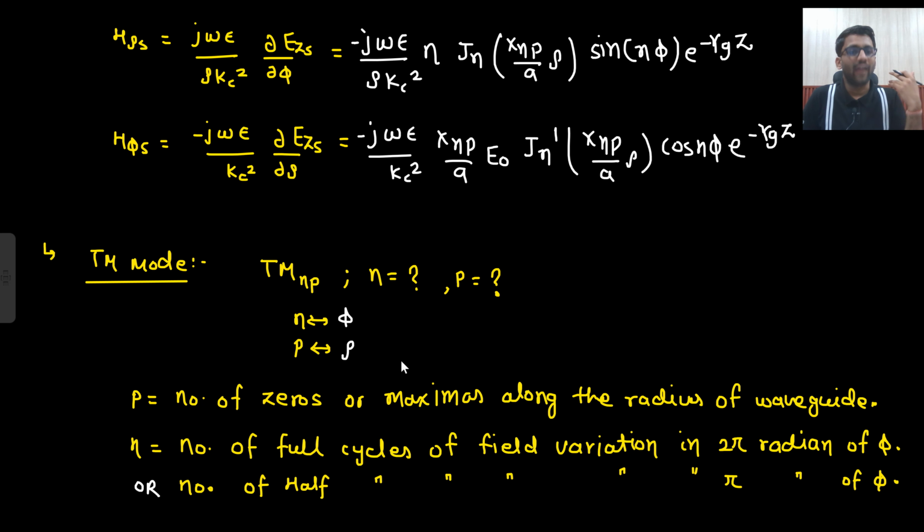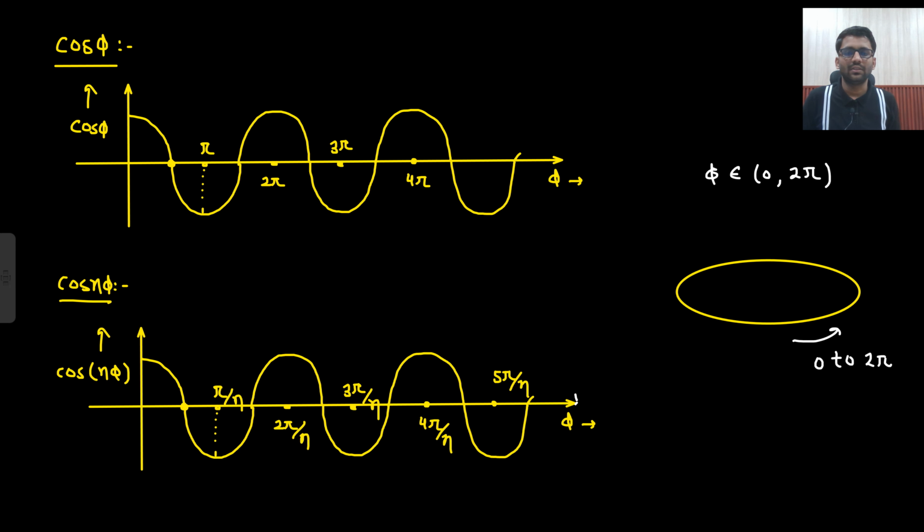And what is n? n is associated with phi. So along the 2 pi radian, from 0 to 2 pi, how many full cycles you are getting? Because in 2 pi, you need to take the number of full cycles, and if you are taking from 0 to pi, then in the field variation from 0 to pi, how many half cycles you are getting? That is denoted by n. So n and p, this is clear.